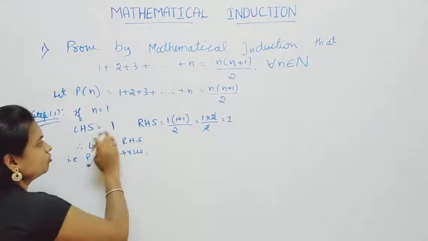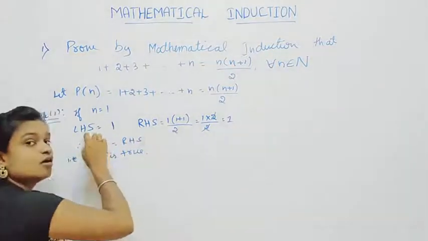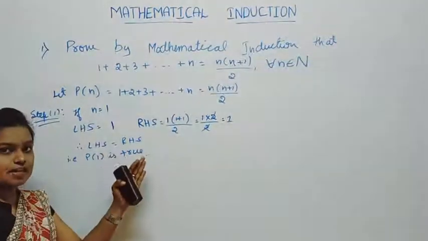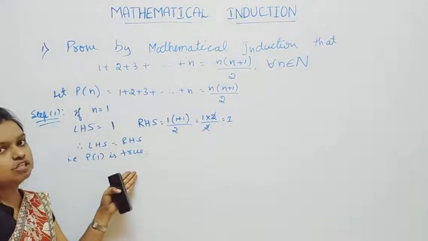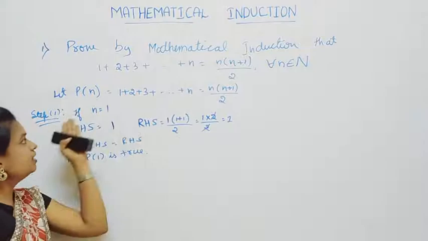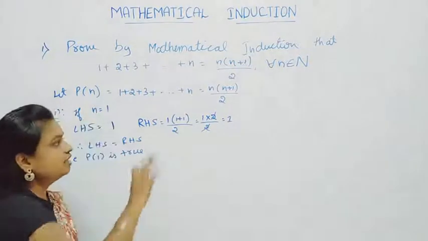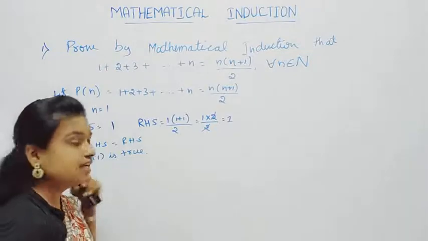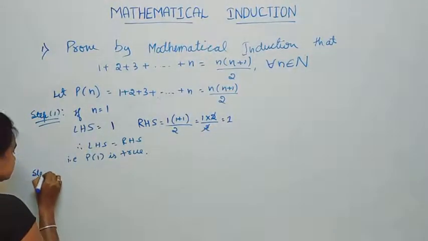Right? So we get LHS as 1. RHS is also equal to 1. LHS is equal to RHS. That is p of 1 is true. That is the given statement, if we take n as 1, the given statement is true. This is the first step, right? So what is the next step?